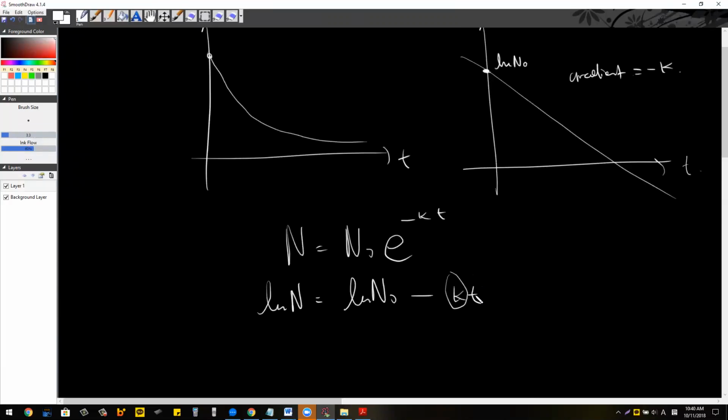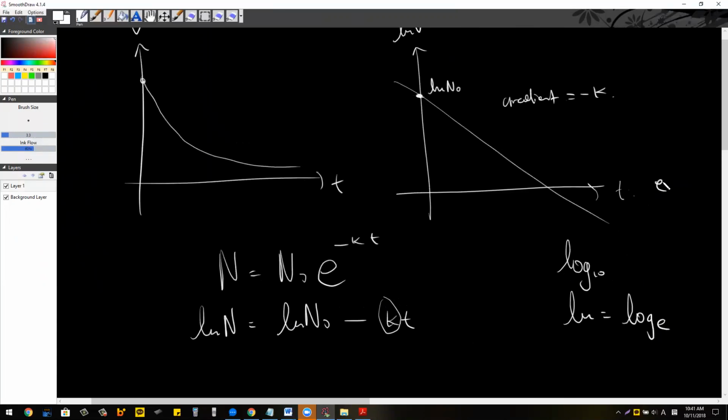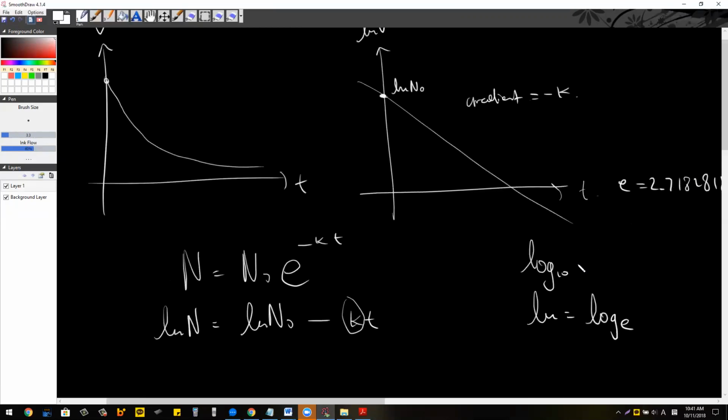I have a question. What is this natural log? Why are we using the natural log? Okay, so you can use any log you like. You can use log base 10, but the natural log is the log base e, and e is a constant, 2.7182818, something like that. Because we have this e, that's why we take the natural log. Then we can easily get rid of this.